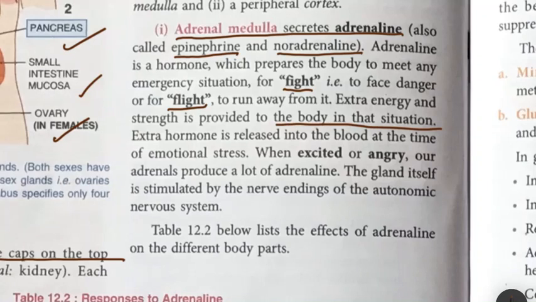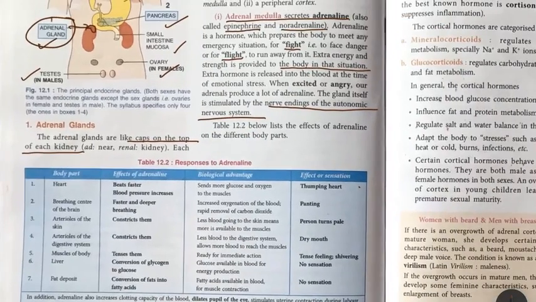There is extra hormone released into the blood at the time of emotional stress. When you are excited or angry, adrenals produce a lot of adrenaline. And the gland itself is stimulated by nerve endings of the autonomic nervous system. So let's take a quick look at the effects of adrenaline on the different body parts. Now you're very angry, you're having a fight. What happens to your heart? It beats faster. Blood pressure increases. It sends more glucose and oxygen to the muscles, ready for a fight or to run away.